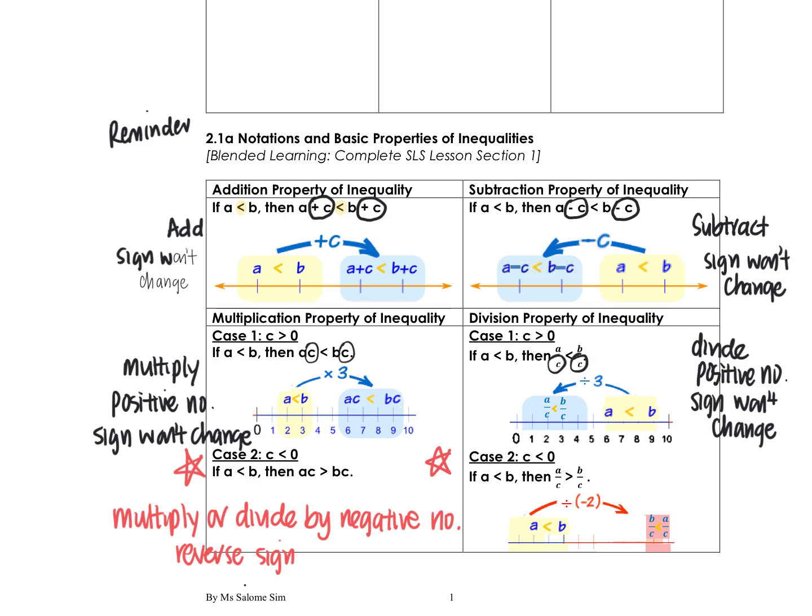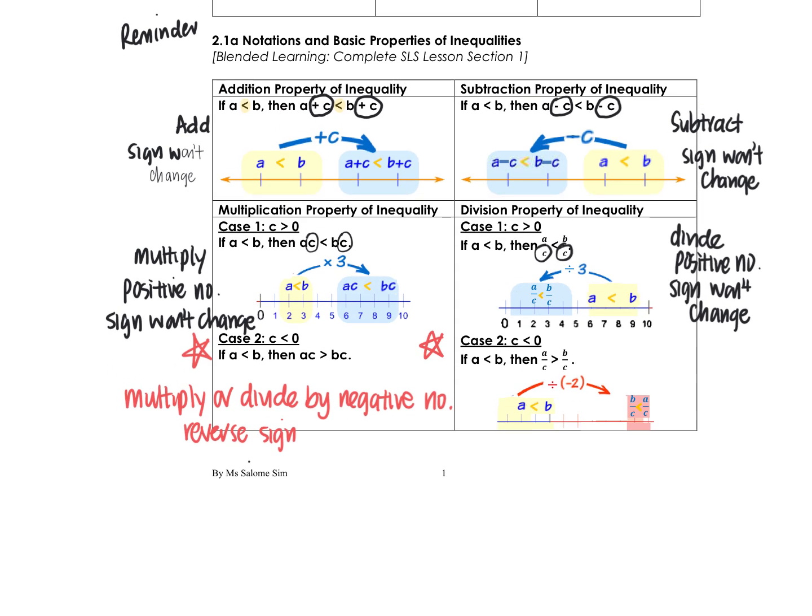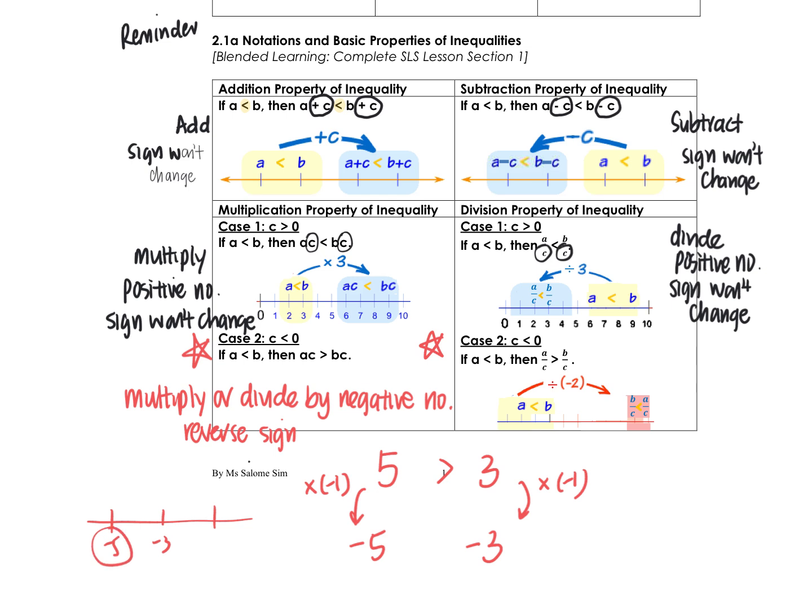A typical example, if I say 5 is greater than 3, right? But if I ask you to multiply both numbers by negative 1, this one becomes negative 5, this one becomes negative 3. You all know that on the number line, negative 5 is smaller than negative 3. So, can you see that the sign reverses when you multiply by a negative number?